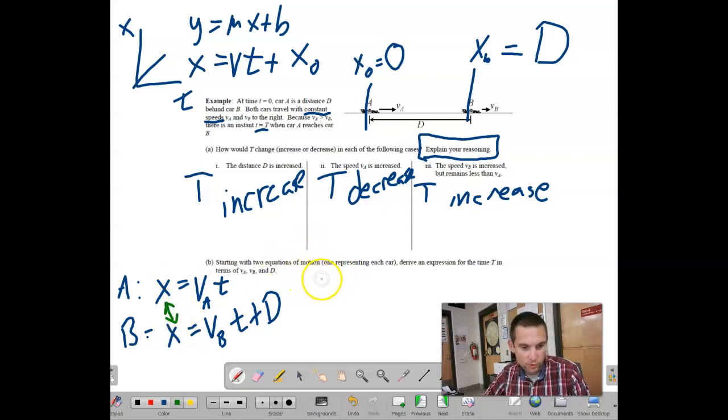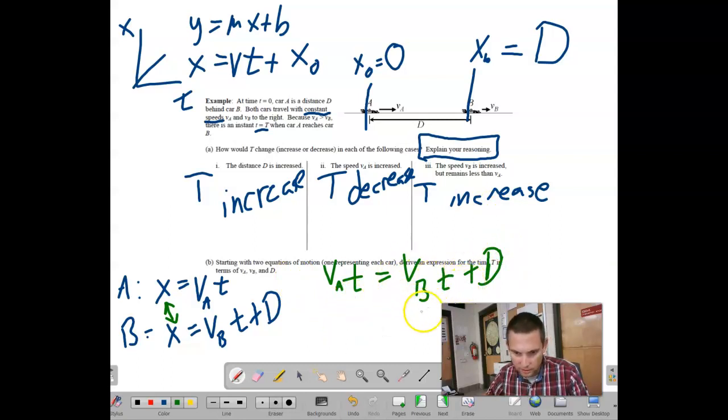the final position for each one, we can set these two whole equations equal to each other. So we get VA times T equals VB times T plus D, capital D. Okay. Now, I'm going to subtract off VB times T, so that way I can have my T terms together. And what that's going to do for me is now I have VA minus VB, and I can just pull out the T to the front.